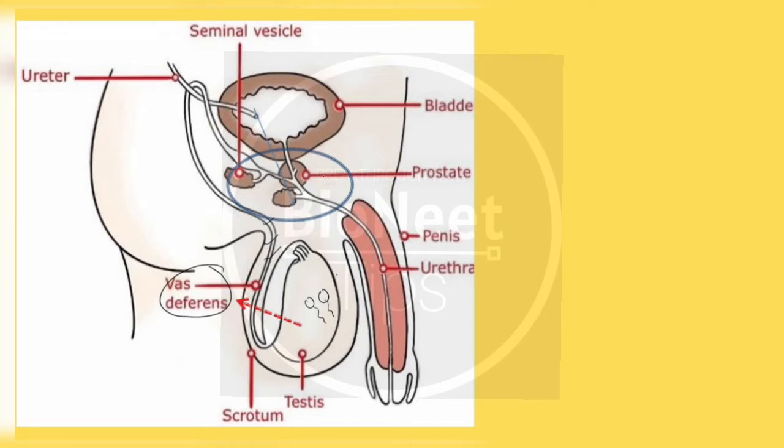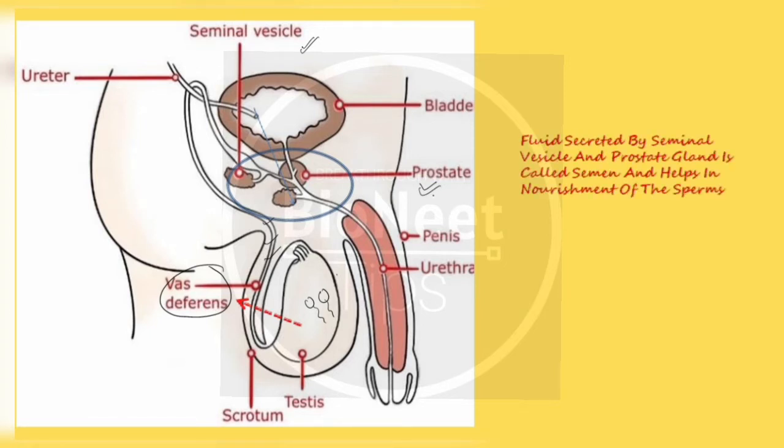Here the fluid which is secreted by the seminal vesicle and the prostate glands comes into action, and it helps in maintaining the fertility. It provides nourishment to the sperms. So this fluid which is secreted by the seminal vesicle and the prostate gland is called semen, and it helps in nourishment of the sperms.